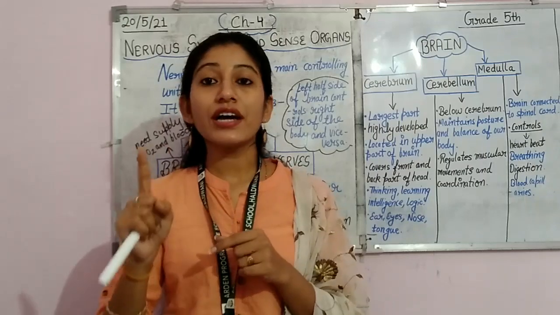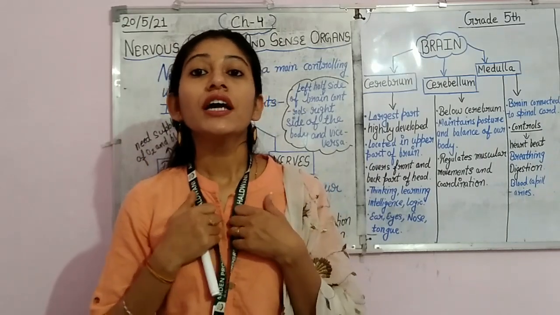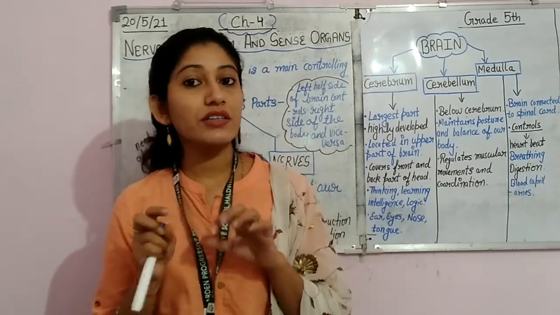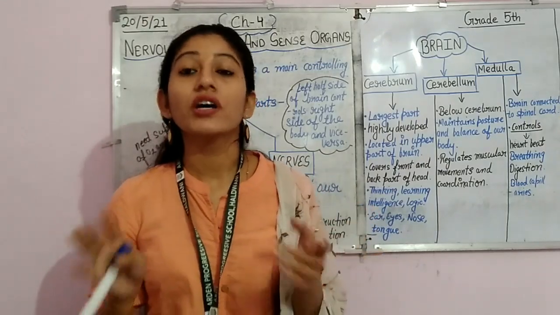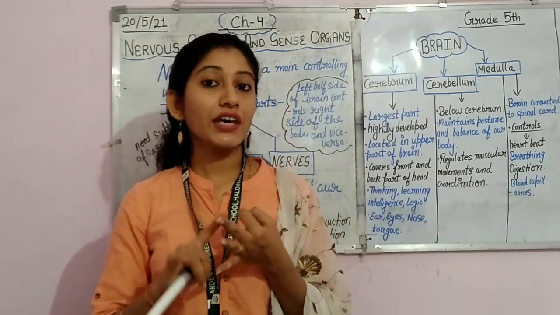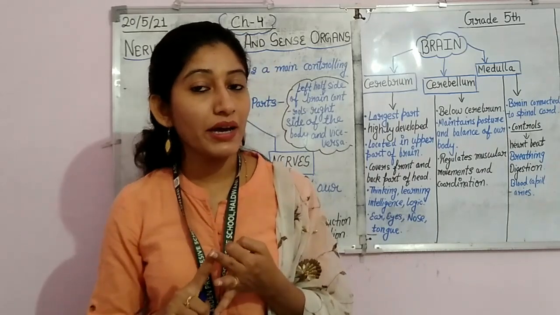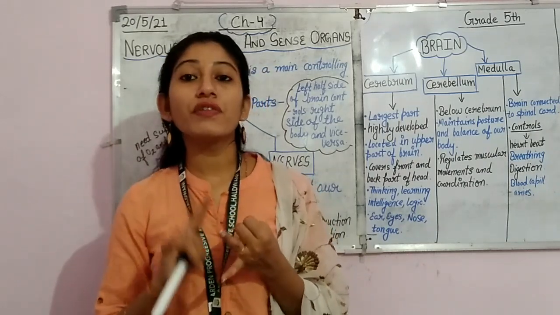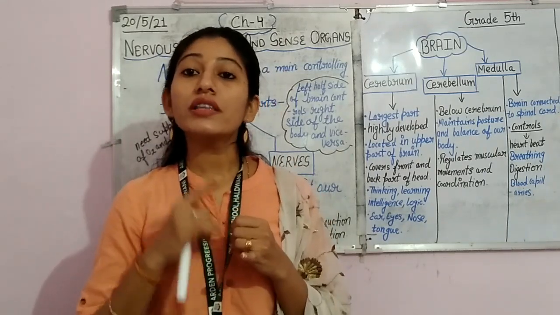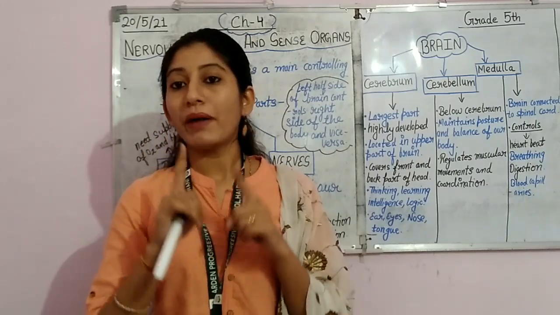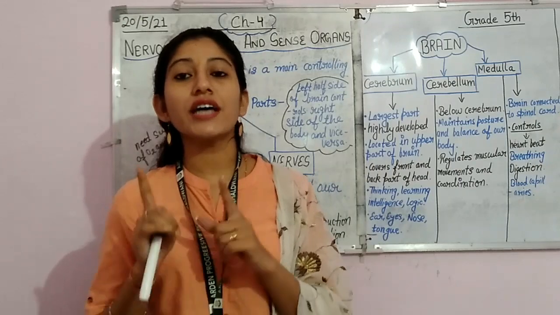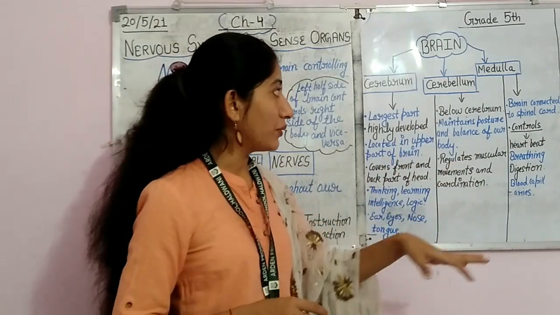Involuntary actions are the actions in which we do not have any control. So we cannot control our breathing by ourselves. We cannot control the function of our heart by ourselves. We cannot control the flow of the blood in our blood capillaries by ourselves. So all these involuntary functions are controlled by the medulla.